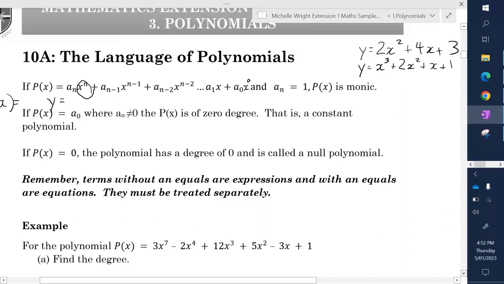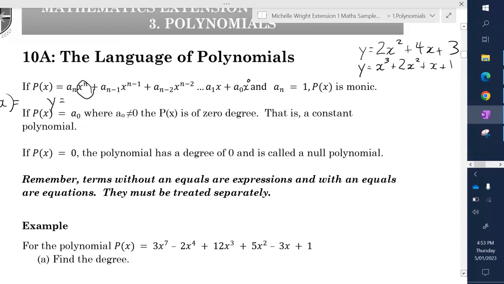So here's our polynomial, a general form, and we're saying that if a to the n is equal to 1, our polynomial p of x is monic. And that would be something like this second cubic here. The number out the front of the x cubed is a 1 and it was a monic. So if you think back to when we were factorizing our quadratics, we looked at monics and non-monics. It's the same as what we looked at then, okay? When there was a number out the front, there was a non-monic.